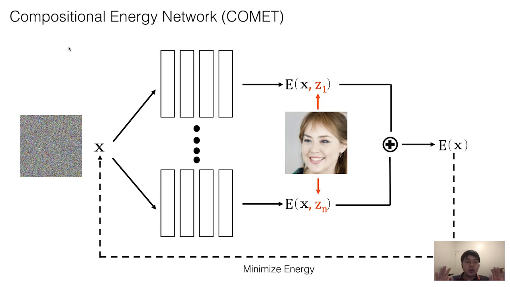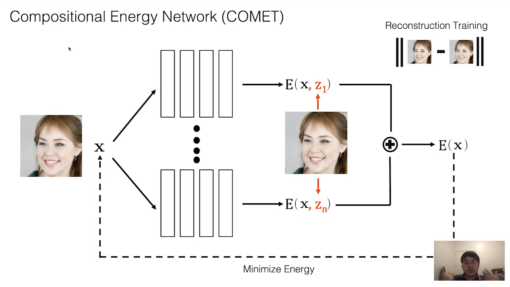separate energy functions. We add up these energy functions together to get an overall energy E of x. We then minimize the input image with respect to this energy function. And at the end, we train our energy network so that this optimization procedure reconstructs the original conditioned image. So we use reconstruction loss again to represent and learn these energy concepts. We notice that now we have extracted a set of n different energy functions, which we may recombine or recompose in any way we like.